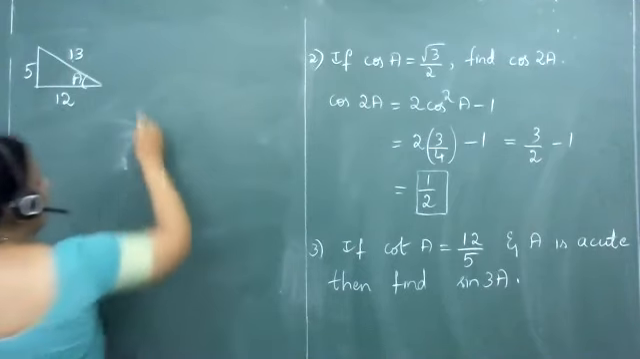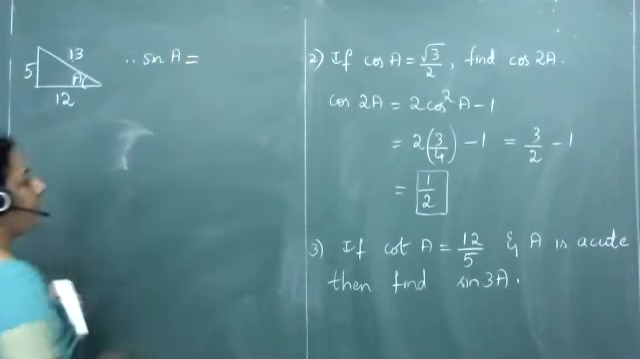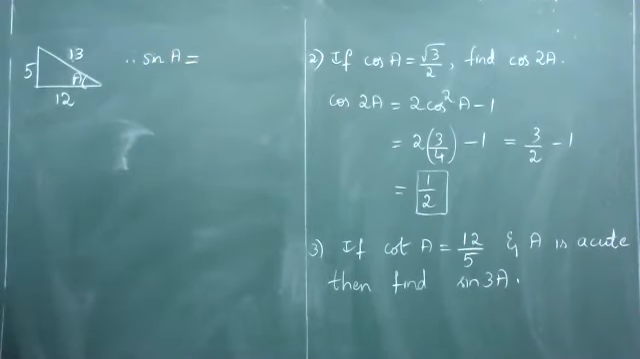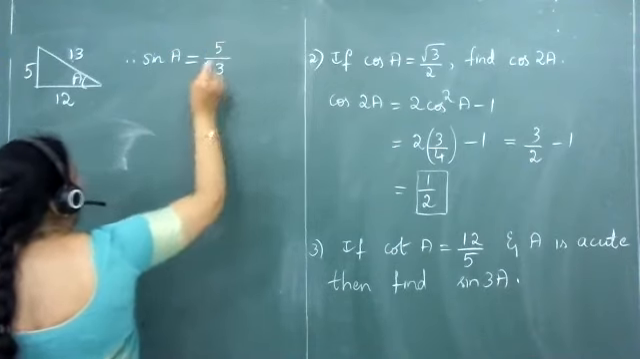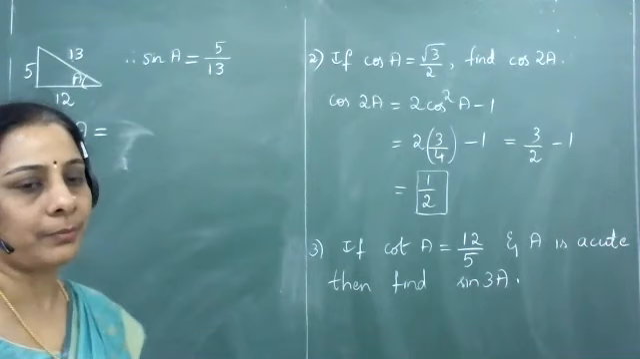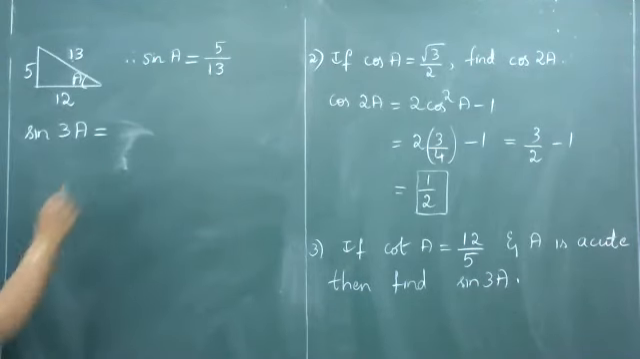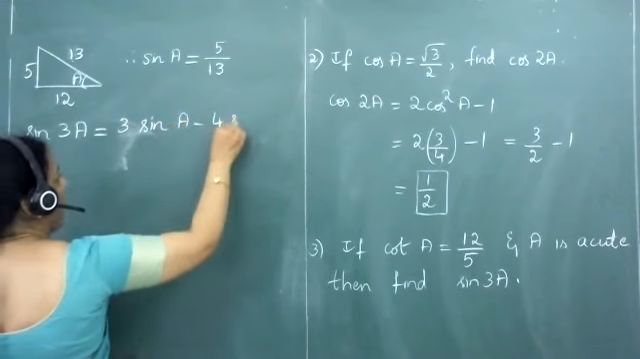So now I need the value of sine of the angle A. Sine of an angle A is defined as the opposite side divided by the hypotenuse of the same. So you have 5 divided by 13. We need to find the value of sin 3A. So we shall be applying the sin 3A formula, which is equal to 3 sin A minus 4 sin cube A.